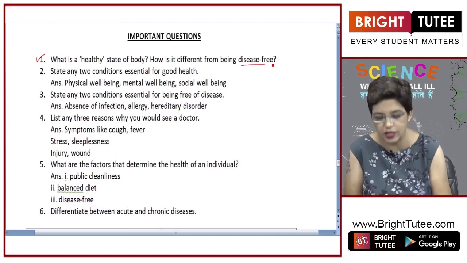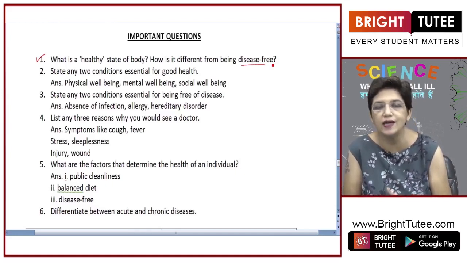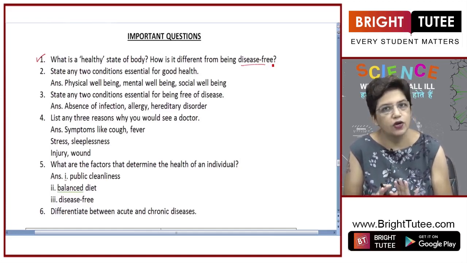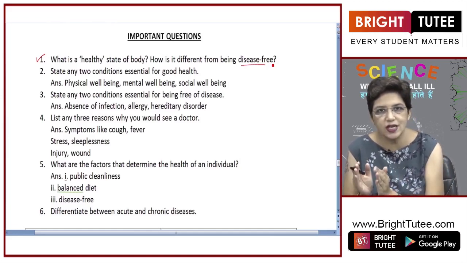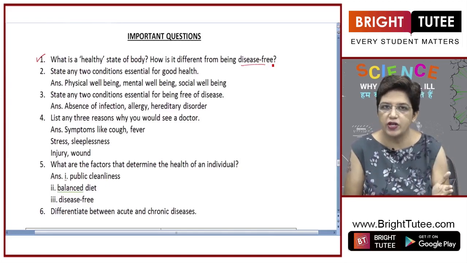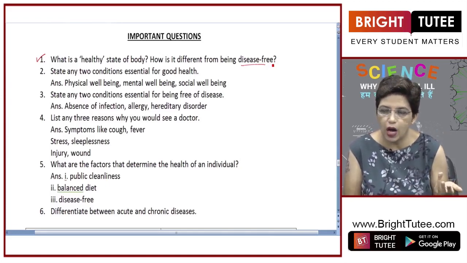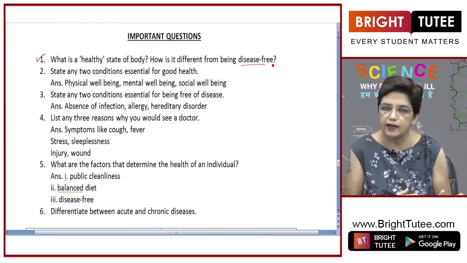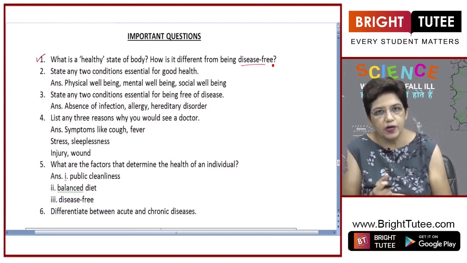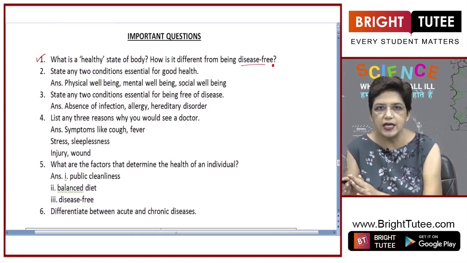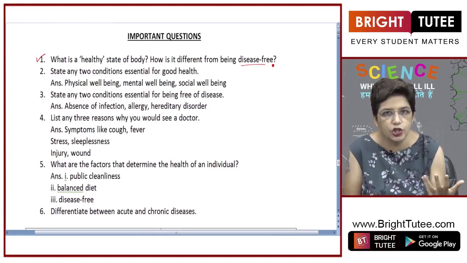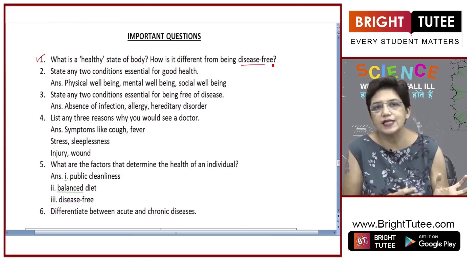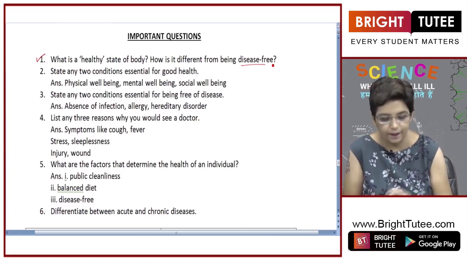I'll give you an example which will help you understand. An old lady does not have any disease, so she's disease free. But if she's bedridden and not able to go out to perform her day-to-day activities, we'll say that she is unhealthy. Similarly, if a person does not have any disease but is suffering from depression or some kind of tension or stress, then we'll consider him as being unhealthy.